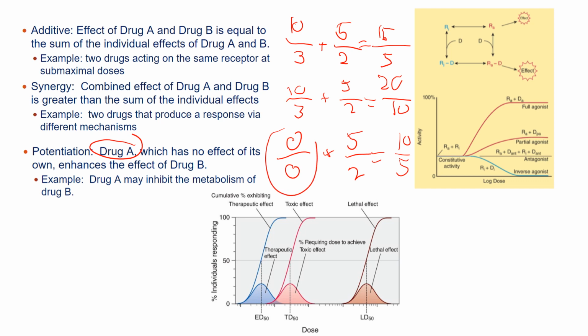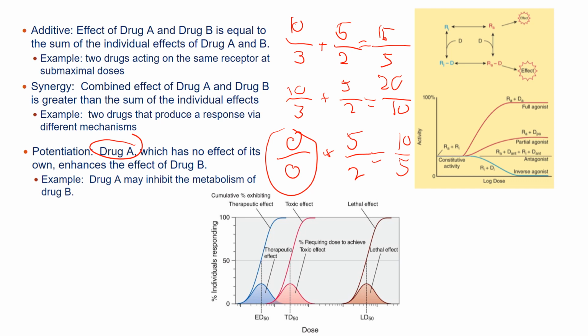Even though this didn't contribute anything, it again either inhibited the metabolism of drug B or did something to where drug B was able to work better for some reason. But drug A itself didn't do anything except make drug B better in one way or another. And again, those mechanisms and how it happens isn't the most important. Just know that it can.